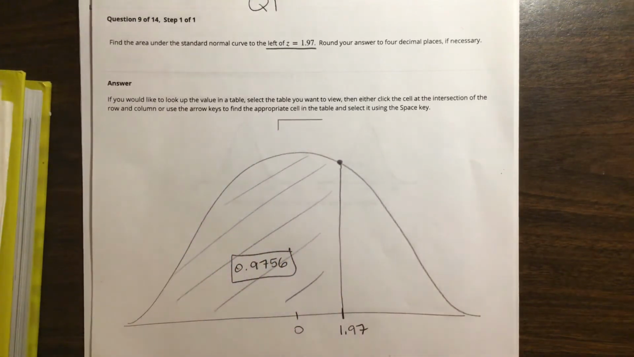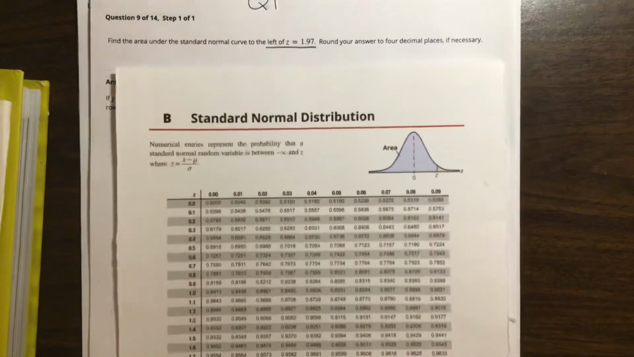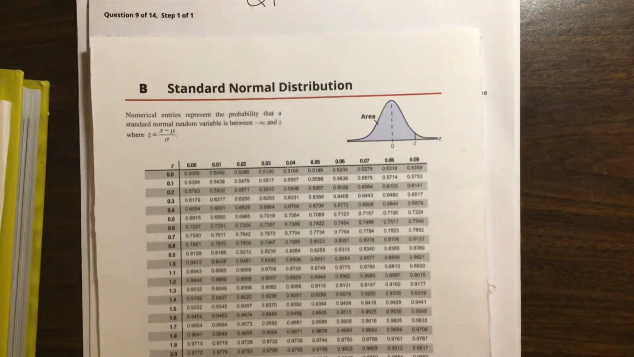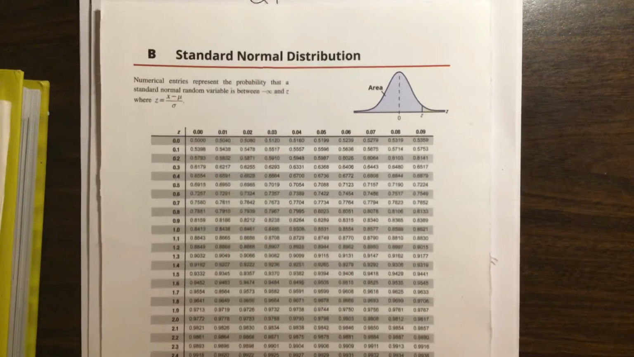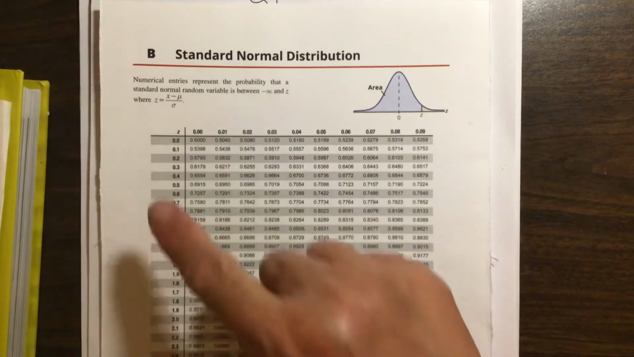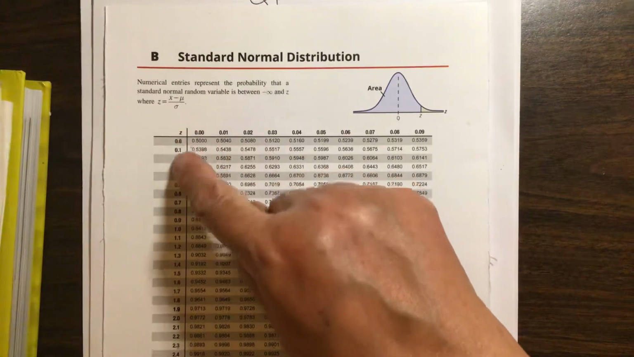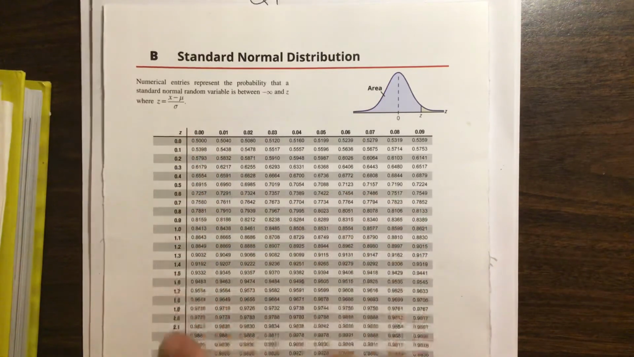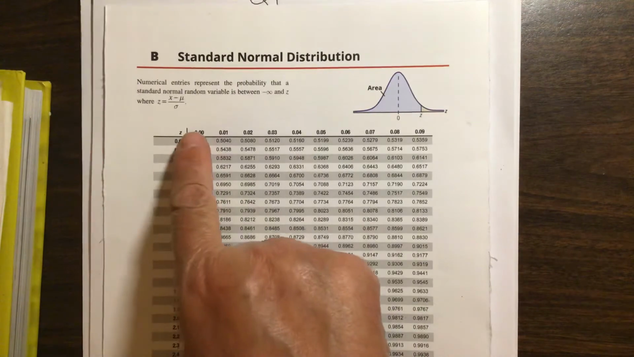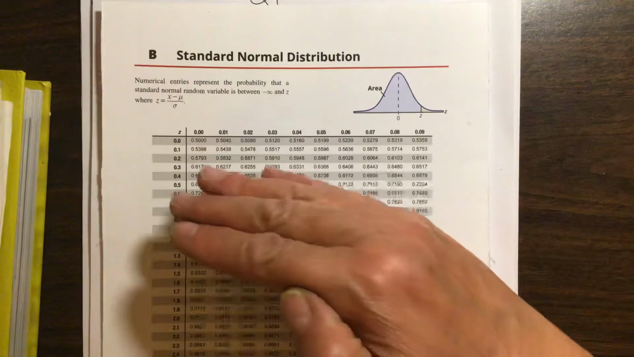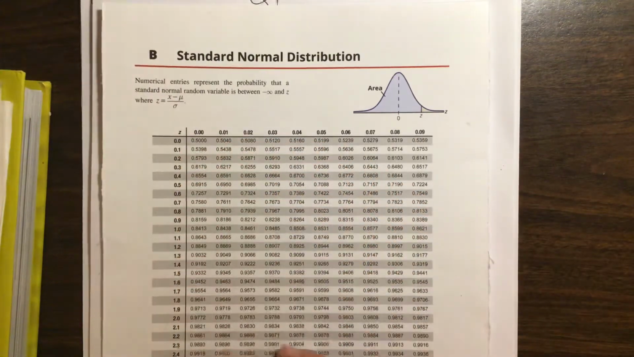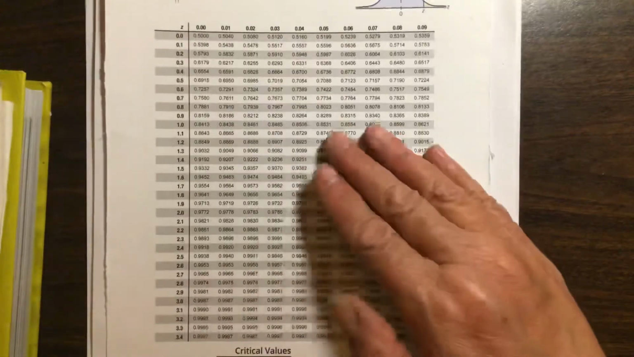So this is where you're going to be using one of these tables that I sent you in an email. It's a weird little table. It'll take you a little time to get used to it. But what you're looking at is this left-hand column is part of your z-score, and then this top is also part of your z-score. All these little numbers in here are our probabilities.